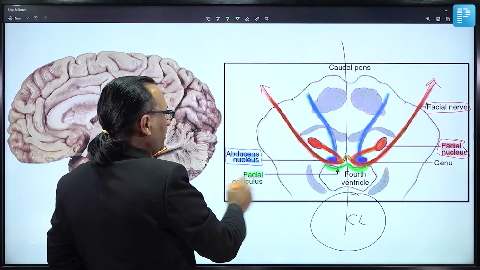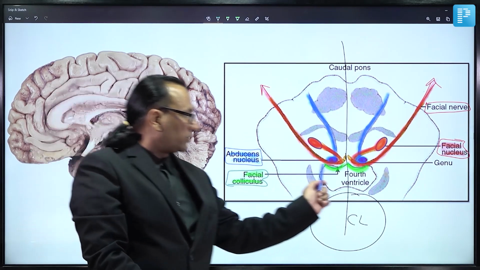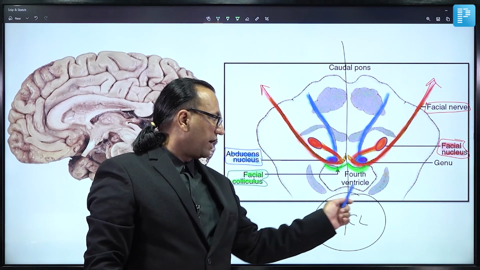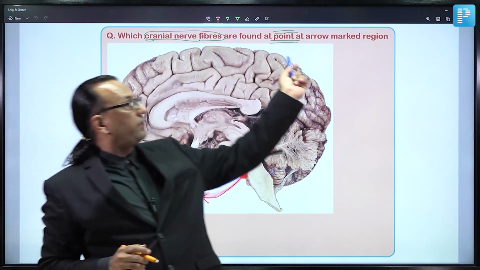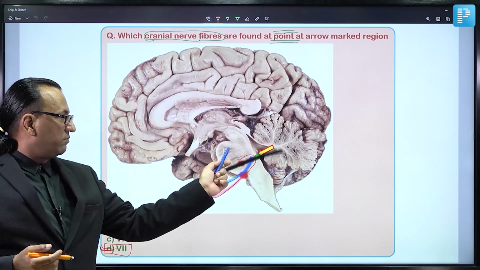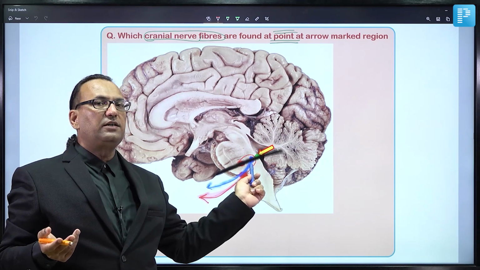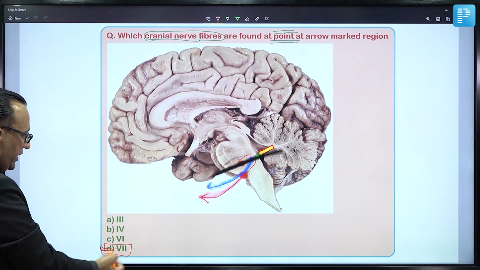And this facial colliculus, where you had the arrow mark, is due to the fibers of the facial nerve at the floor of the fourth ventricle. And then we can go back to our question, asking which cranial nerve fibers are found at this point. The point is basically the facial colliculus, and the fibers are that of the facial nerve. Hence the answer to this particular question is choice number D here.